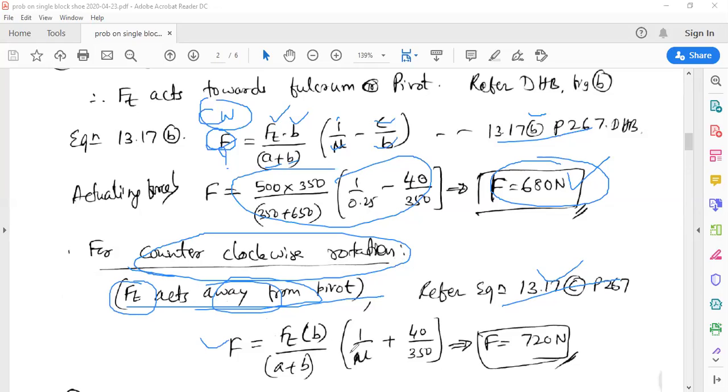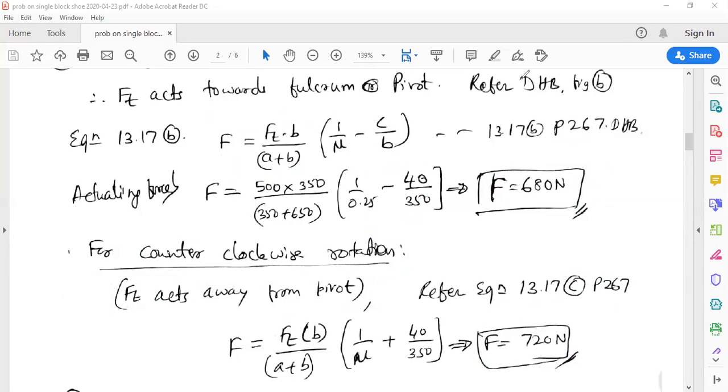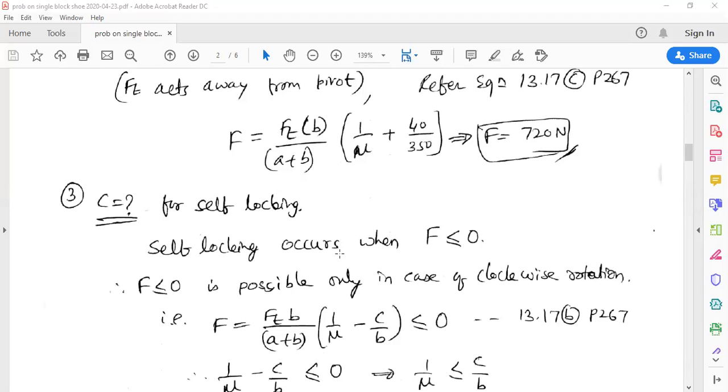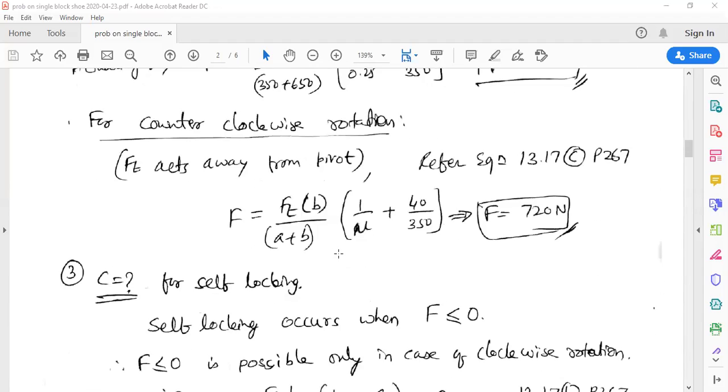So F is known by using equation 13.17c, page number 267. Substitute all the values, and you get the value of F as 720 newtons. So this is the other value. After getting this value, the next step is to get the value of C. These are the two things that are asked in the question statement.